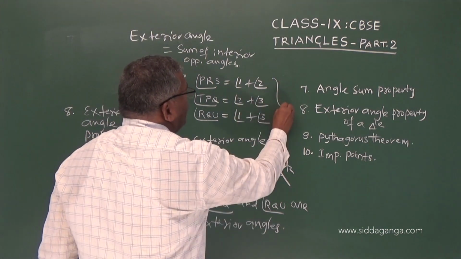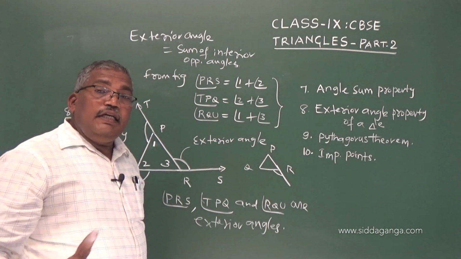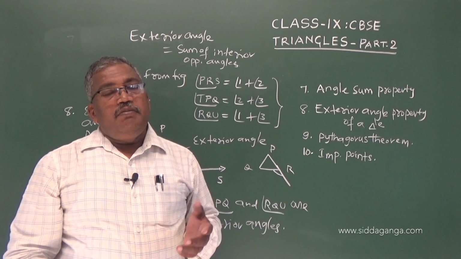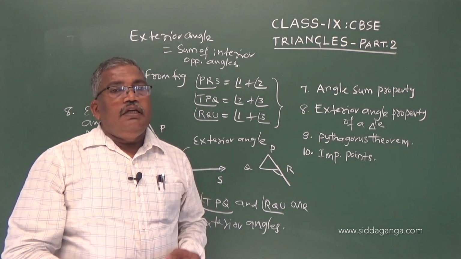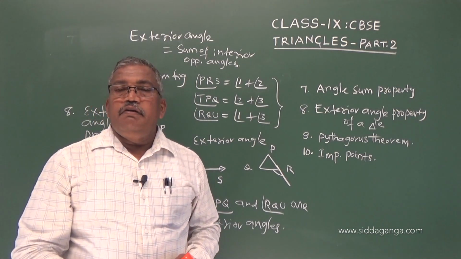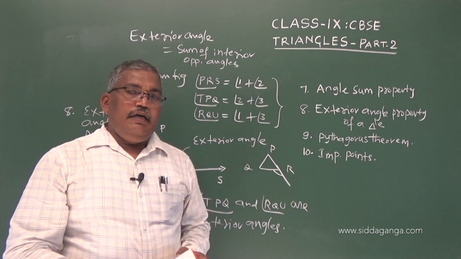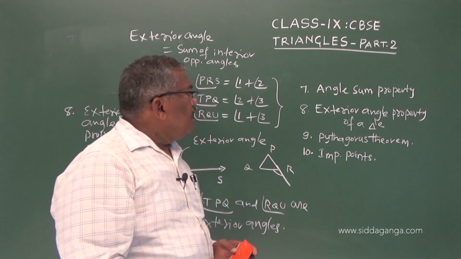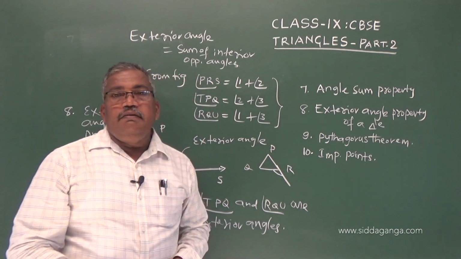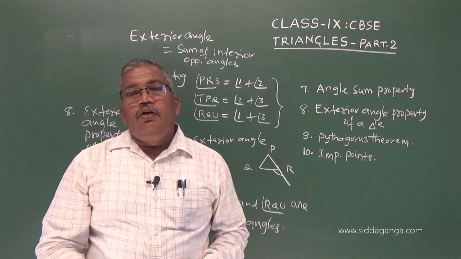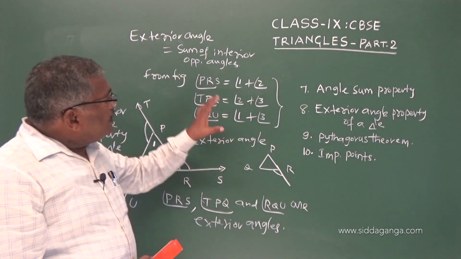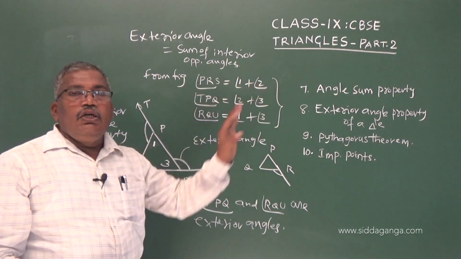So these relations hold good in any classification of triangle. I mean to say, it may be a scalene triangle, it may be an isosceles triangle, or it may be an equilateral triangle. And also by angle classification, there are 3 varieties of triangle, that is acute, obtuse and right angle triangle. So in all those triangles, this property holds good.